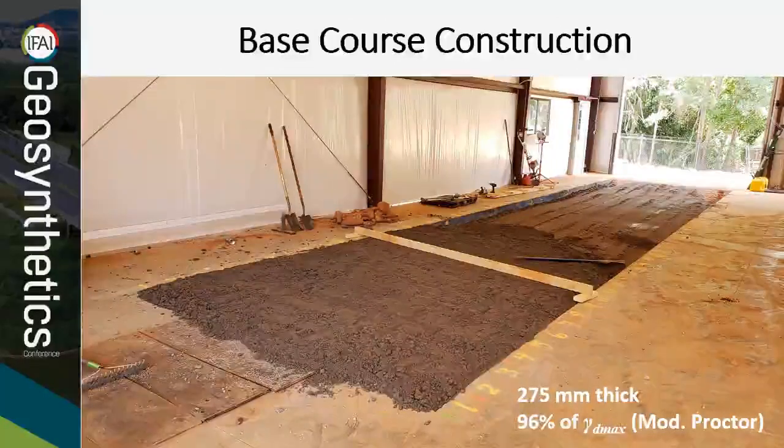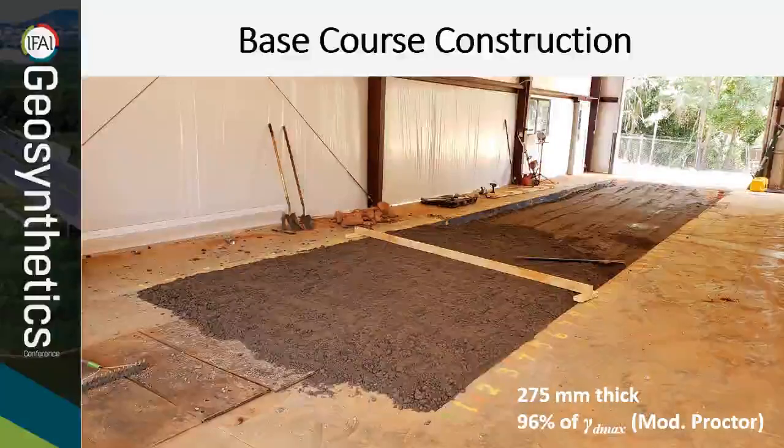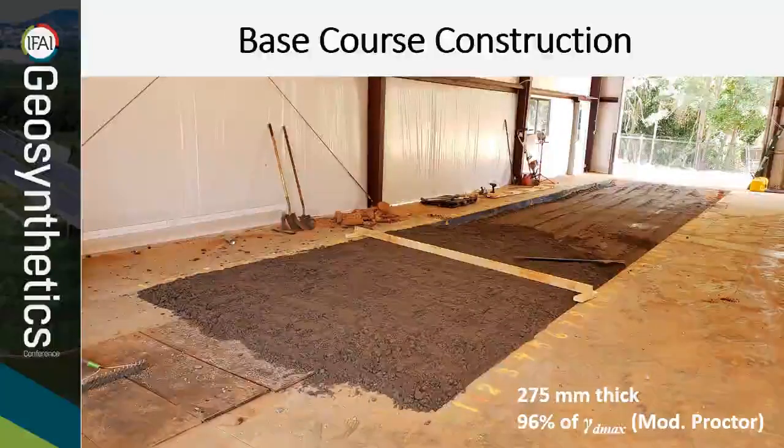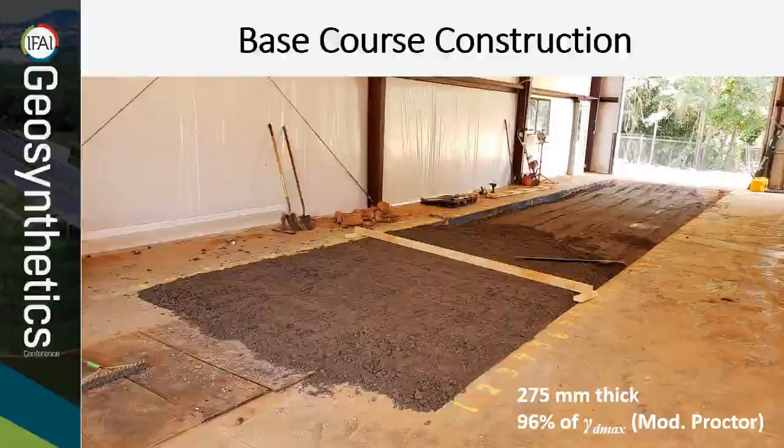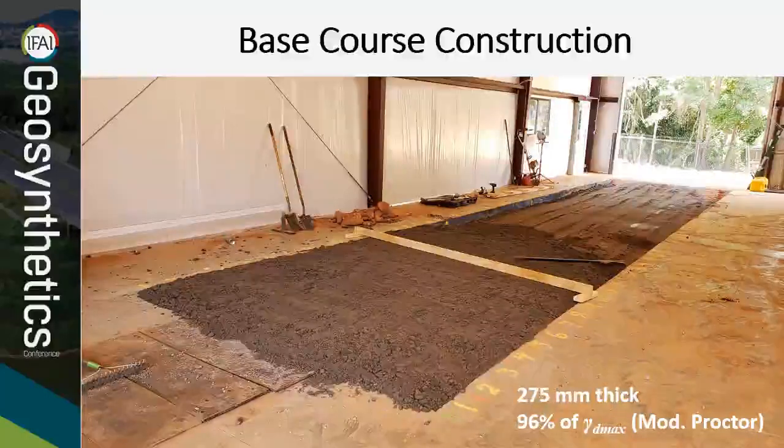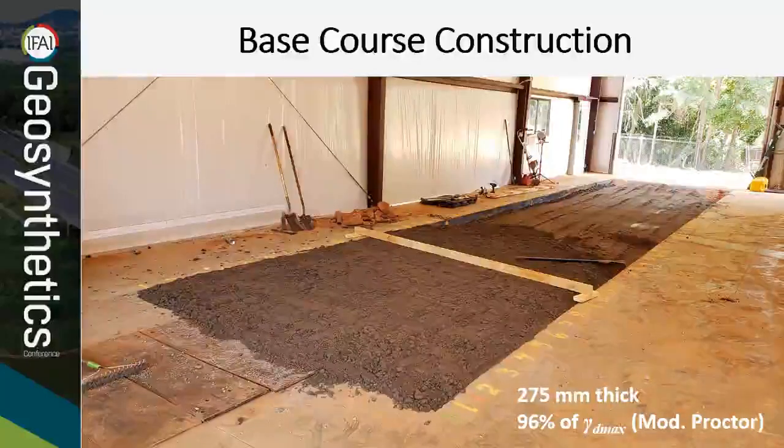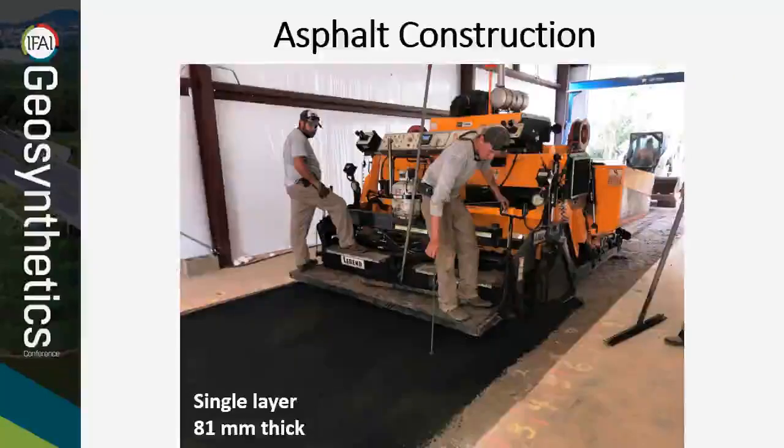The base course was 38 millimeter minus well-graded gravel. Final thickness was around 275 millimeters. It was built in several lifts, and compaction was done using a vibratory roller. Asphalt construction was done by a local contractor using full-scale paving equipment. It was built of a single layer that was around 81 millimeters thick.